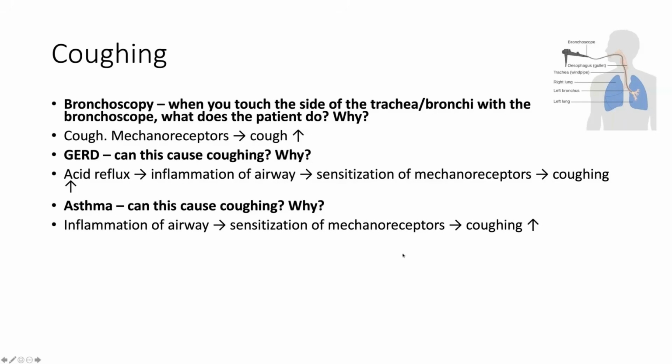Perfect. Exactly. What's interesting is that there was I think a NEJM paper not too long ago where they looked at the difference between inflammatory and non-inflammatory asthma to see who responded better to steroids. Inflammatory asthma responds much better to steroids, as you can imagine, presumably for this exact reason, or at least partially this reason. So you get inflammation of the airways, so presumably you're sensitizing the mechanoreceptors, and so you'll increase your coughing. Great. Leah, so postnasal drip, can this cause coughing and why?